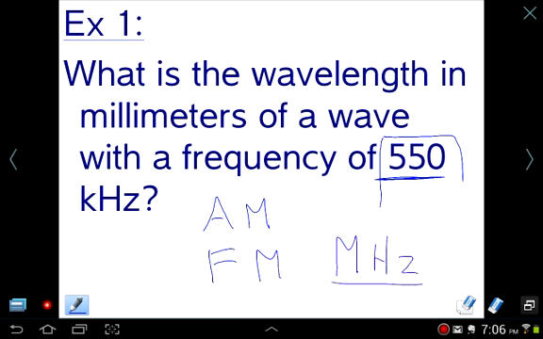Megahertz are 1,000 times bigger than these kilohertz. But we have essentially a wave with this frequency, and we're going to try to get its wavelength. That is kind of the idea. So essentially, the equation we'll be using is the speed of light equals wavelength times frequency.